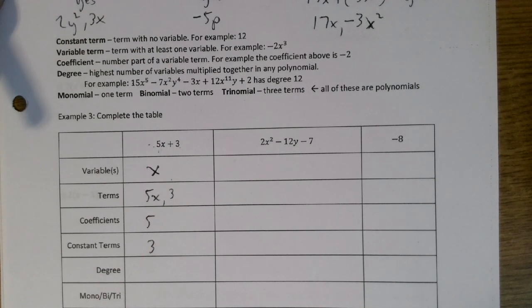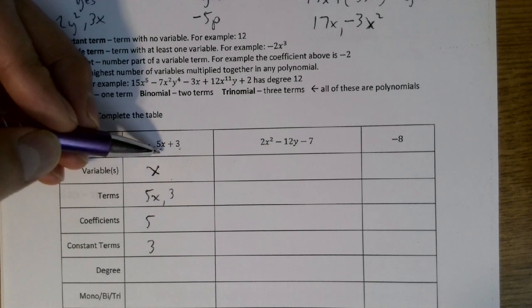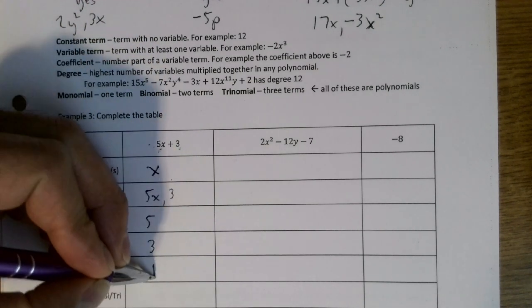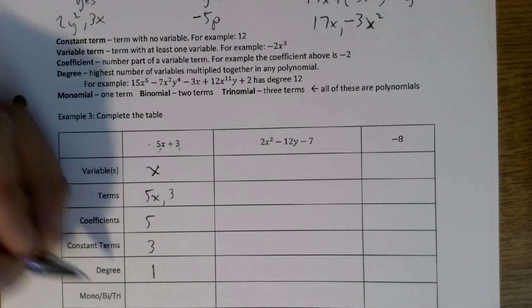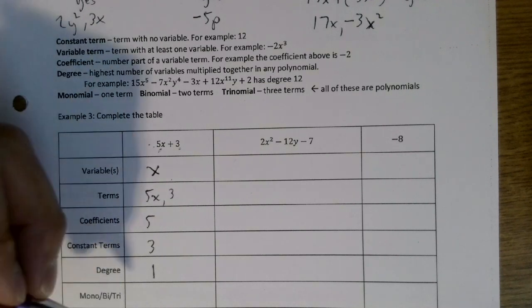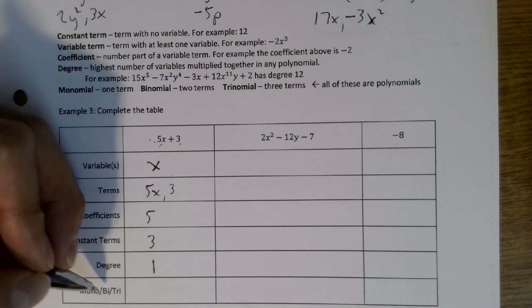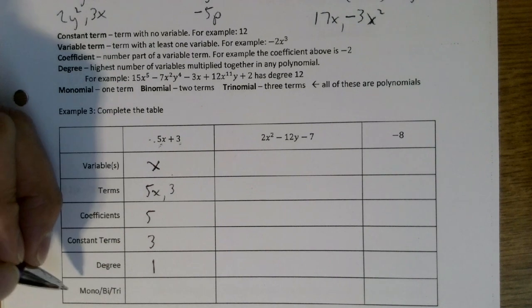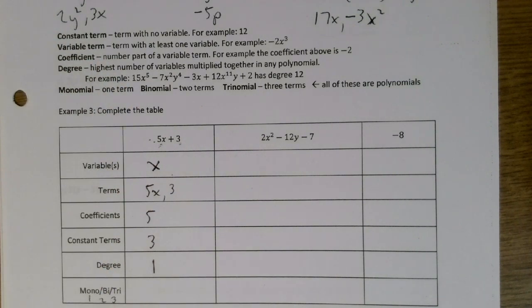Okay, degree. Degree is the highest number of variables multiplied together. So in this case, we've got one variable. Here we've got 0 variables. So the highest number between 1 and 0 is going to be 1. Okay, and then monomial, binomial, trinomial. These are easy to remember because it's like a monocle, like Mr. Peanut wears, only has one thing for his eye. Bi is like a bicycle, tri is like a tricycle. So it's basically mono is 1, bi is 2, tri is 3. So in this case, we've got two terms, so it is a binomial.